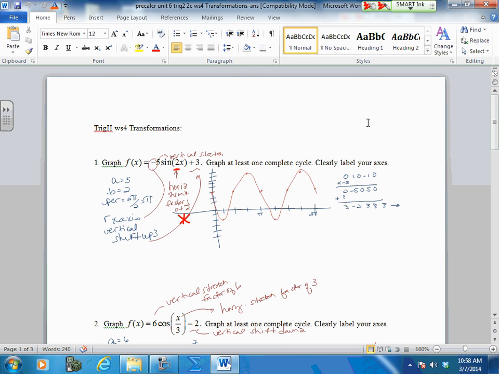This 2 gives me a horizontal shrink by a factor of 1/2. It's the opposite factor. I took my period and I cut it in half. Instead of being 2 pi, it's now pi. Makes sense, right? Okay, I come out here, I see the 5. The 5 is my amplitude. What did that cause it to do? This, stretch vertically. What did the negative cause it to do? Reflect over the x-axis. And then this guy, a vertical shift up 3 units. So you can give me the transformations.